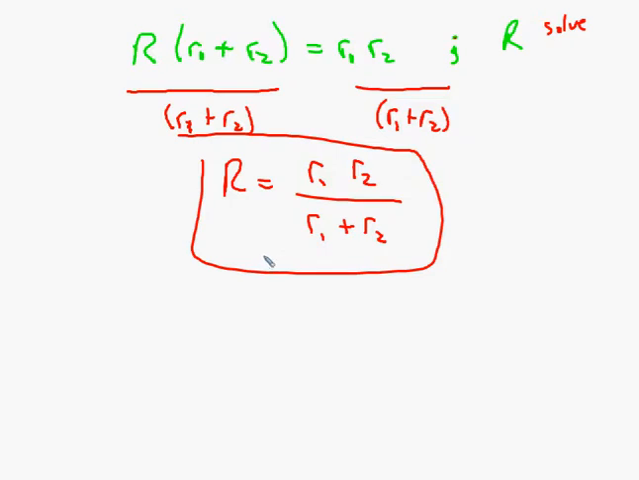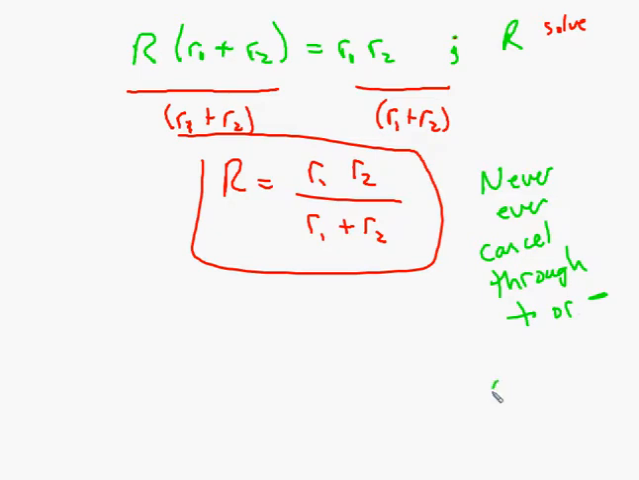Wouldn't that cancel out though? I'm glad you asked. No. And here's why not. We can never, ever, ever cancel through addition or subtraction. We can only cancel through one operation, multiplication.